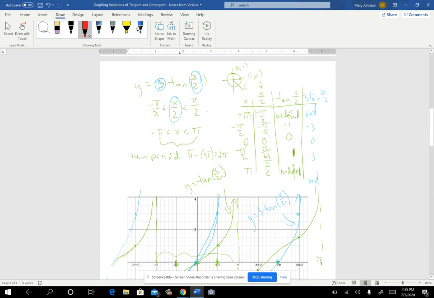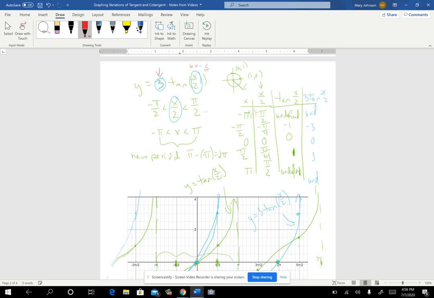Ultimately, on this one, we were trying to graph y equals 3 tangent x over 2. On this one, we didn't have a phase shift because the C is what causes a phase shift to happen, and we didn't have the C part of that. So this one didn't wind up shifting. It wound up being stretched vertically, pulling everything to be 3 times further away from the x-axis.